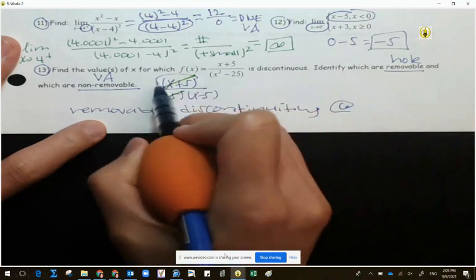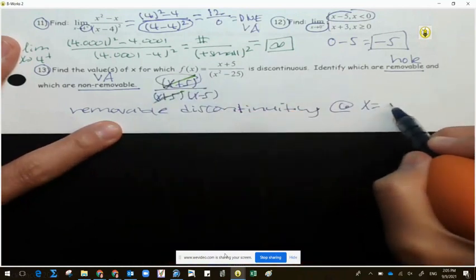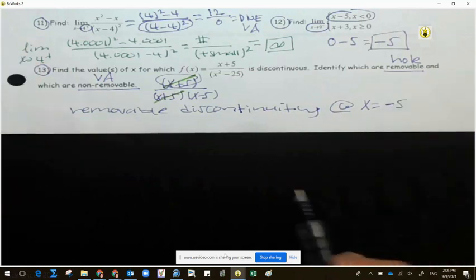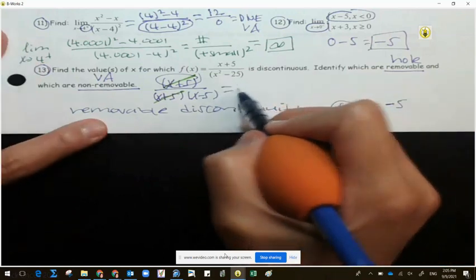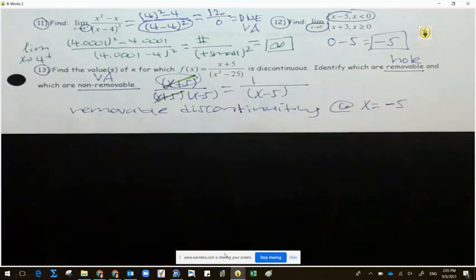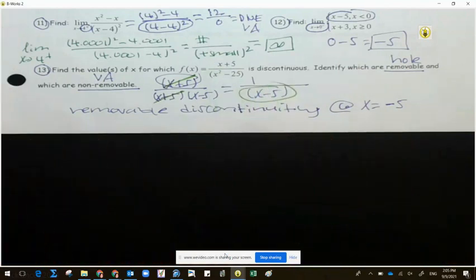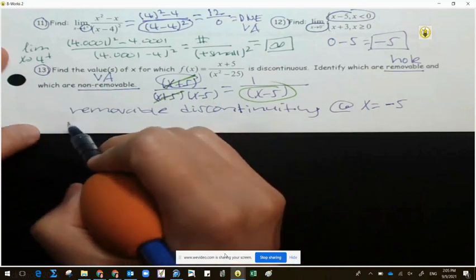Discontinuity at, and I know this number is x plus 5. So if I set that equal to 0 in itself, we get x equals what? Negative 5. So then let's continue our equation. We get the following. So do I have one vertical asymptote or two vertical asymptotes? Just one, because the other one has been removed.